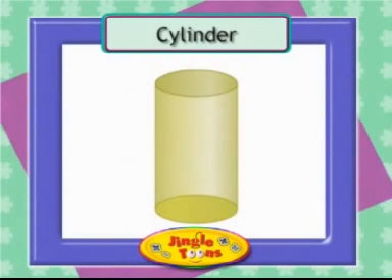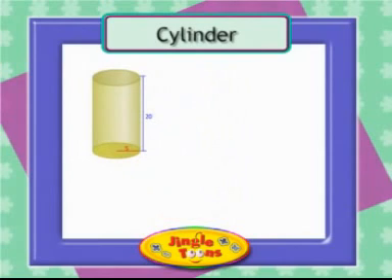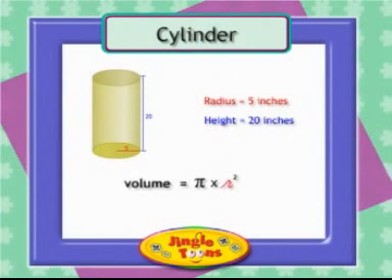If you have to find the volume of a cylinder with the base radius of 5 inches and the height of 20 inches, here is what you will do. R is equal to 5, h is equal to 20. And the formula is volume is equal to pi multiplied by r square multiplied by h. So, volume is equal to 3.14 multiplied by 5 square multiplied by 20. So, volume is equal to 3.14 multiplied by 25 multiplied by 20, which comes down to volume is equal to 1570 cubic inches.